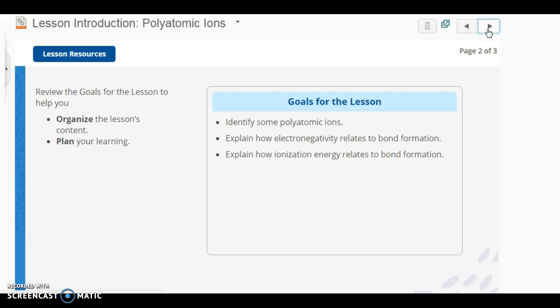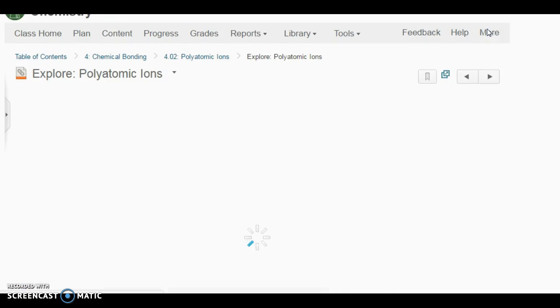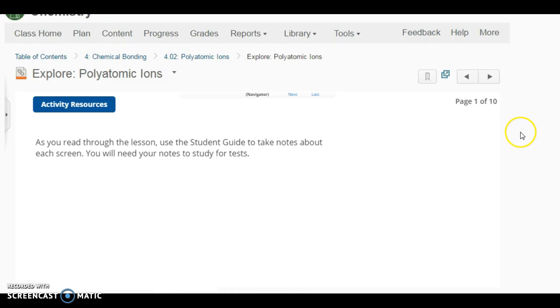Goals are identify some polyatomic ions, explain how electronegativity relates to bond formation, explain how ionization energy relates to bond formation. Explore polyatomic ions.